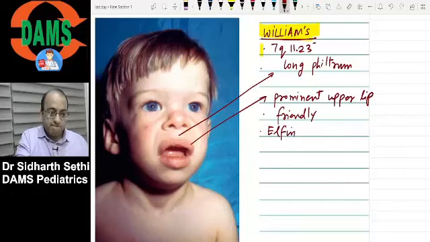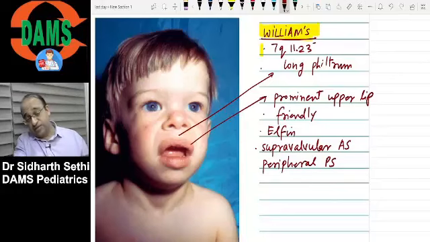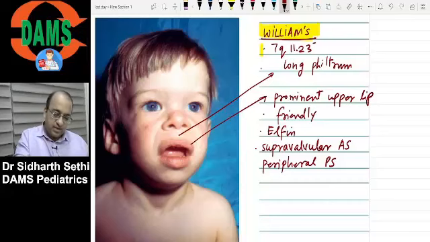Elfin faces. Now what is classic is the heart disease. Remember, these children have supravalvular aortic stenosis. They have supravalvular aortic stenosis, peripheral pulmonary stenosis. It is not a valvular stenosis, it is peripheral pulmonary stenosis. And they look like elves. They also have a history of hypercalcemia.